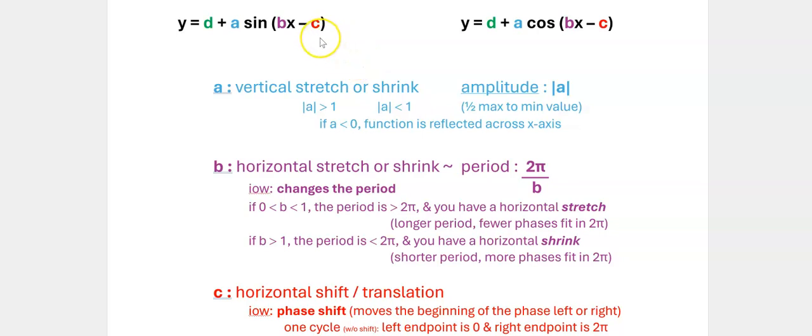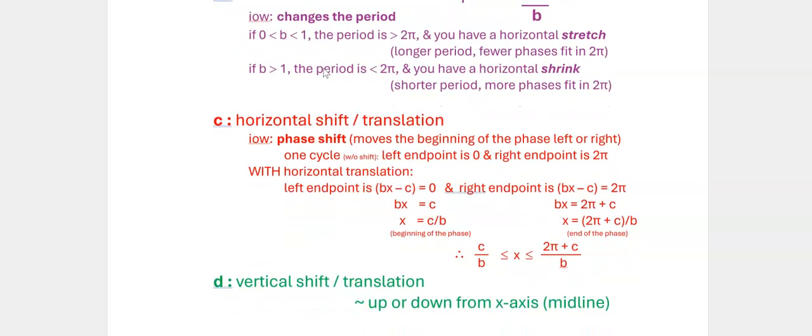The last translation we're going to look at is C. And just like you had the H and the K before, this would be my H, and it's minus C, not plus C. It's a horizontal shift or a horizontal translation. It moves the whole function to the right or to the left. It affects what we call the phase shift.